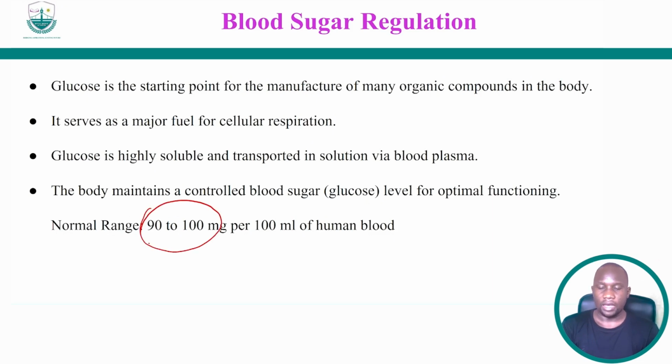between 90 to 100 milligrams per 100 ml of human blood. You should have, that is the range of the glucose. So 90 to 100, that's the normal range. And if you go above that, then you have what you call hyperglycemia. If you go down below 90, then you have issues of hypoglycemia. Hypoglycemia when you have low, hyperglycemia when you have high. Okay.